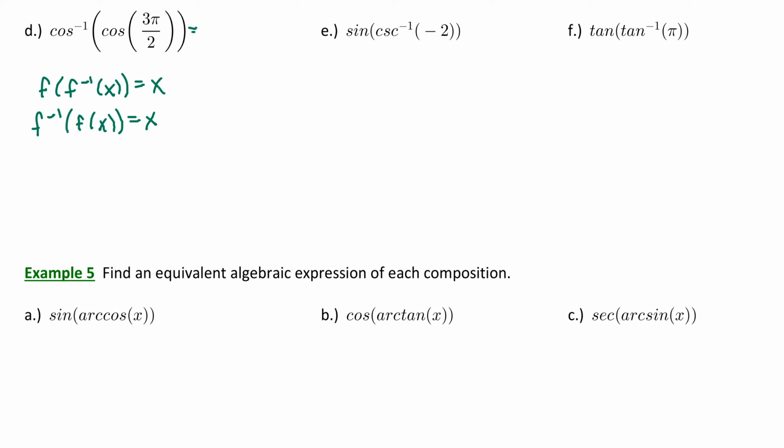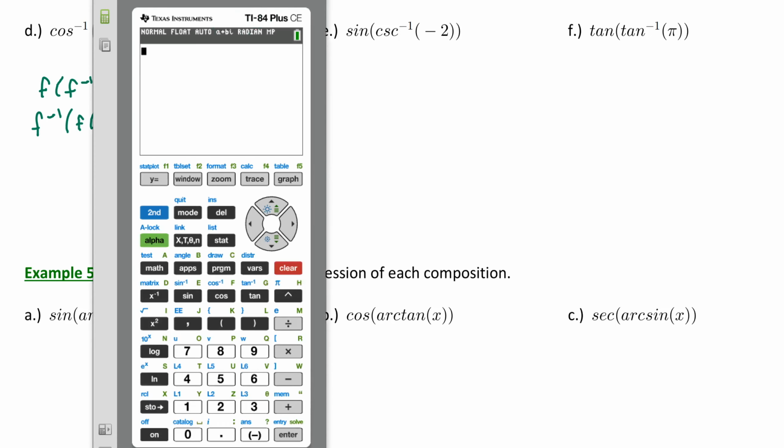Let's start with evaluating our inside function. That's going to be pretty straightforward. Cosine of 3 pi over 2 is equal to 0. Now we need to evaluate inverse cosine of 0. Recall that the range of inverse cosine is an angle in either quadrant 1 or quadrant 2, an angle between 0 and pi. The only angle between 0 and pi with a cosine value of 0 is not 3 pi over 2, but pi over 2.